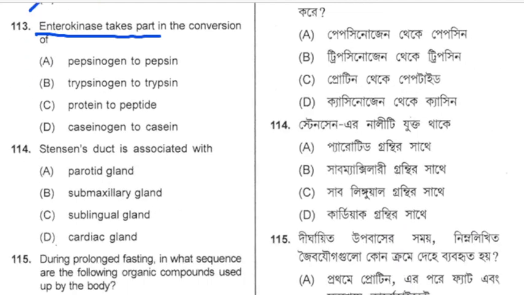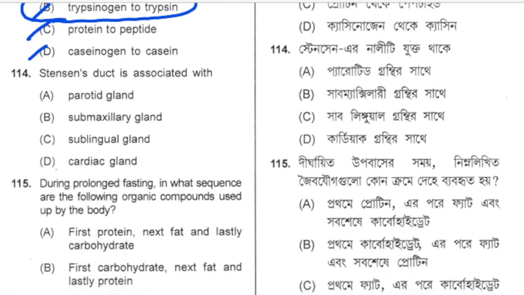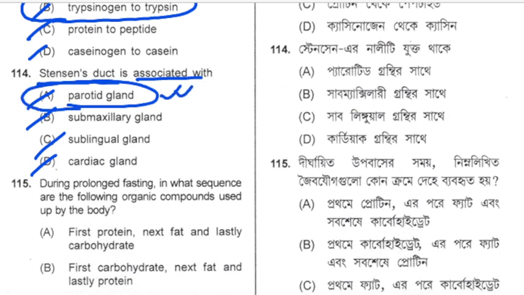The enterokinase takes part in the conversion of which of these: pepsinogen to pepsin, trypsinogen to trypsin, protein to peptide, or caseinogen to casein. So the correct answer is trypsinogen to trypsin. Next is Stenson duct is associated with parotid gland, submaxillary gland, sublingual glands, cardiac glands. The parotid gland is the correct answer. The Stenson duct is associated with the parotid glands.